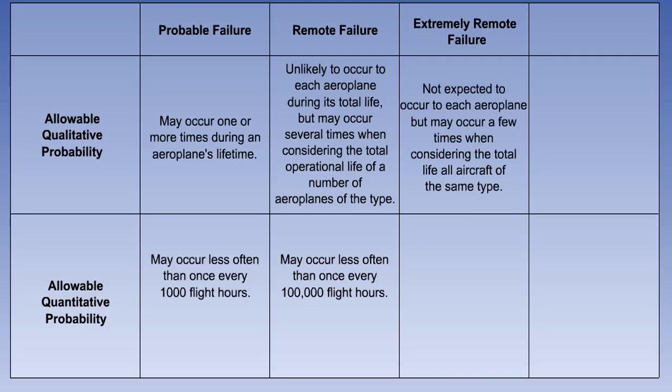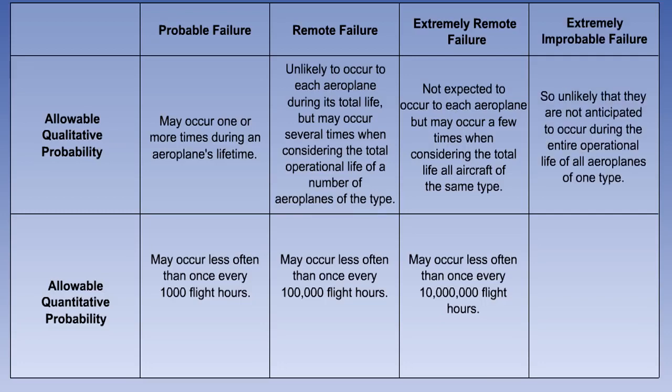Extremely remote failure conditions are not expected to occur to each aeroplane, but they may occur a few times when considering the total life of all aeroplanes of the same type. Or they may occur less often than once every 10 million flight hours. Extremely improbable failure conditions are so unlikely that they are not expected to occur during the entire operational life of all aeroplanes of one type, or less often than once every 1,000 million flight hours.